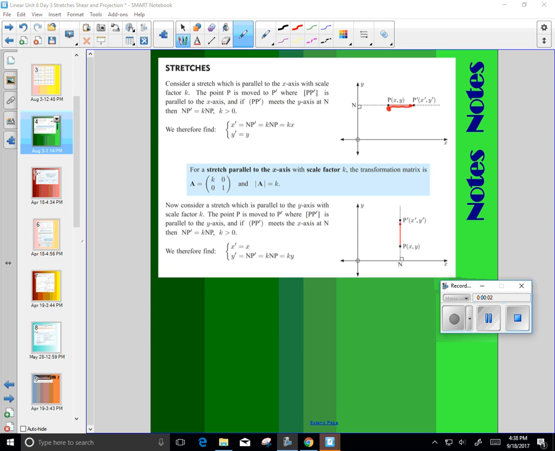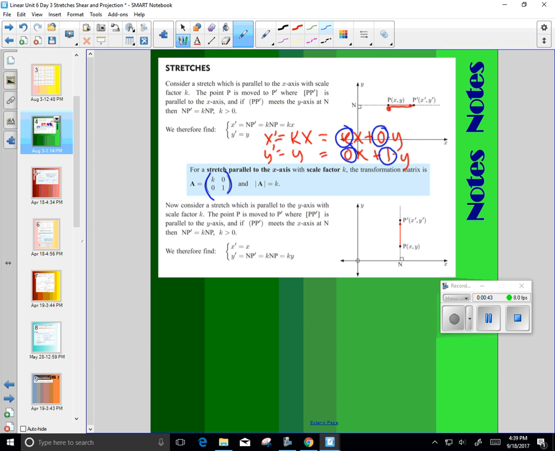Next up are stretches. If you look at x prime, you're moving it to some factor k times the original x, and the new y prime stays the same y. So if you rewrite these, it's going to be kx plus 0y, and this will be equal to 0x plus 1y. So that's where they get the transformation matrix k, 0, 0, 1.